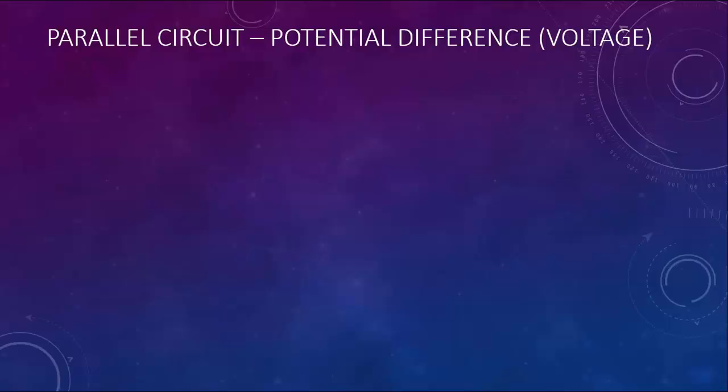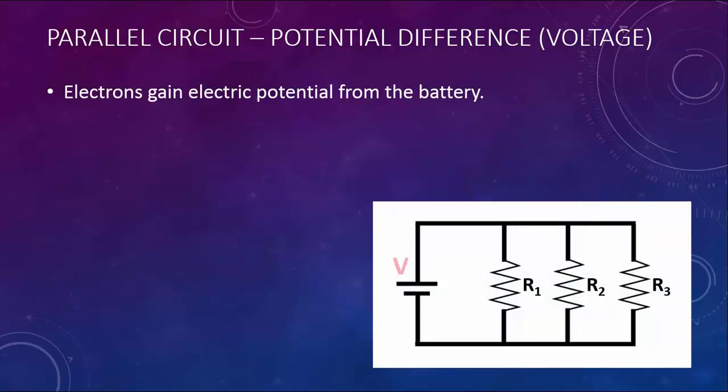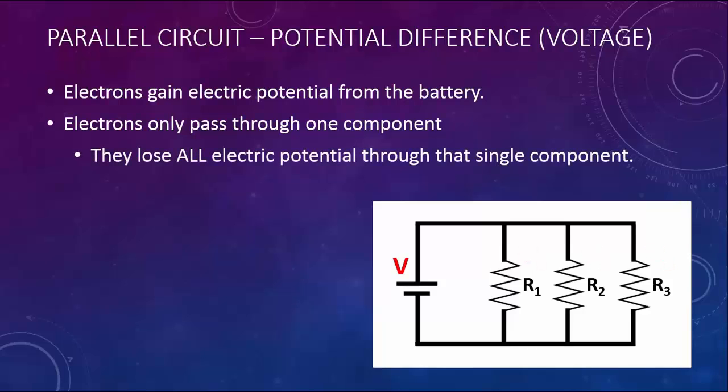Now let's take a look at parallel circuits. We'll start with potential difference or voltage. Once again, electrons gain electric potential from the battery. But this time, electrons are only passing through one component. Therefore, they have to lose all their electric potential through that single component.